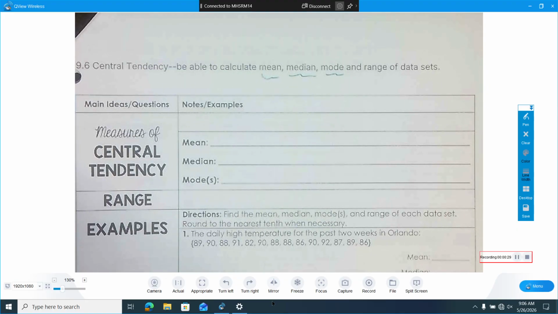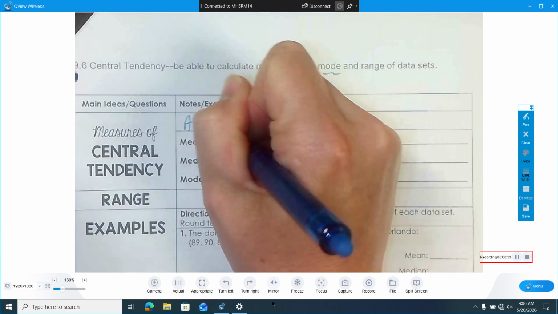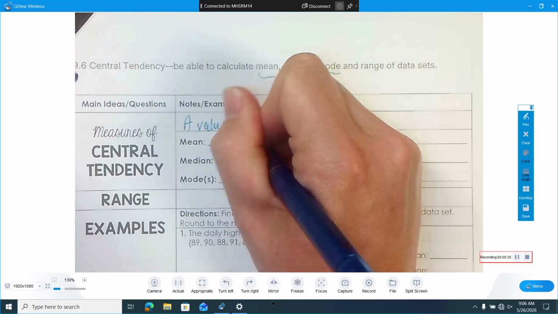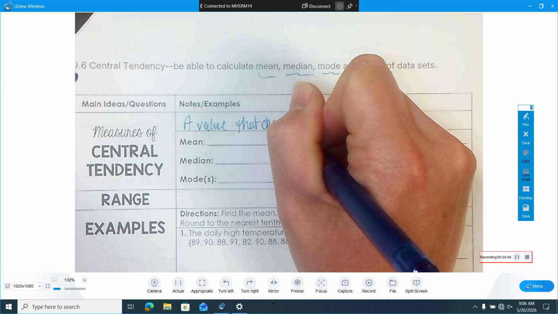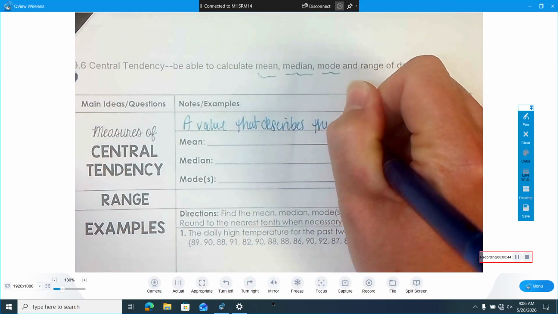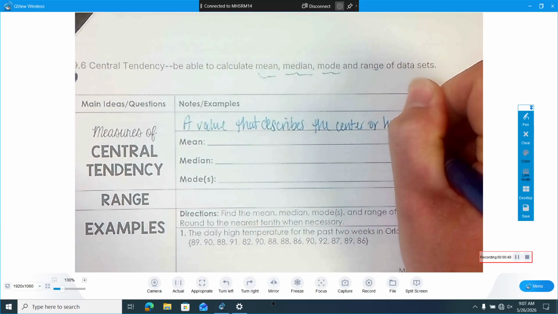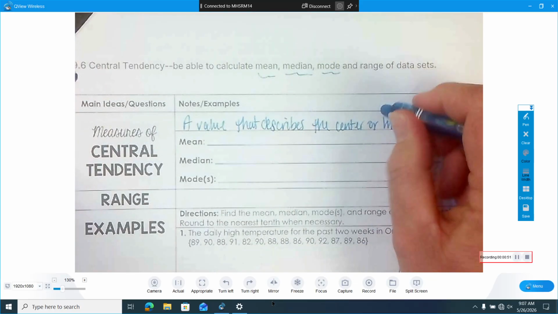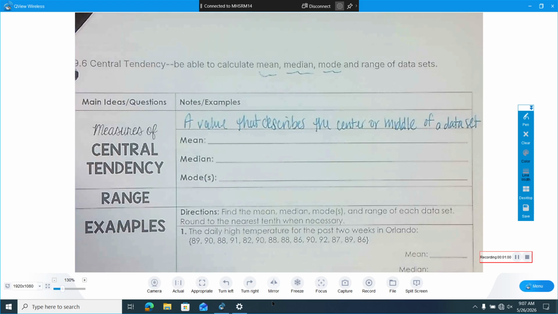So a measure of central tendency is a value that describes the center or middle of a data set. The center or middle of a data set.